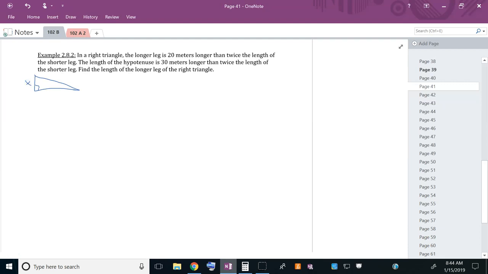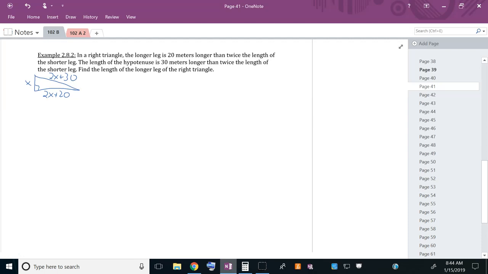Let's call it x. So the longer leg then is twice that plus 20. We are then told that the length of the hypotenuse is 30 meters longer than twice the length of the shorter leg. So that's going to be 2x plus 30. So we have a right triangle.